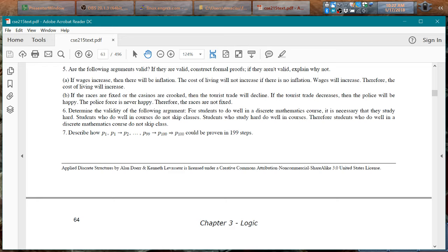For students to do well in discrete math, it's necessary that they study hard. Students who do well in courses do not skip. Students who study hard do well. Therefore, students who do well do not skip class.